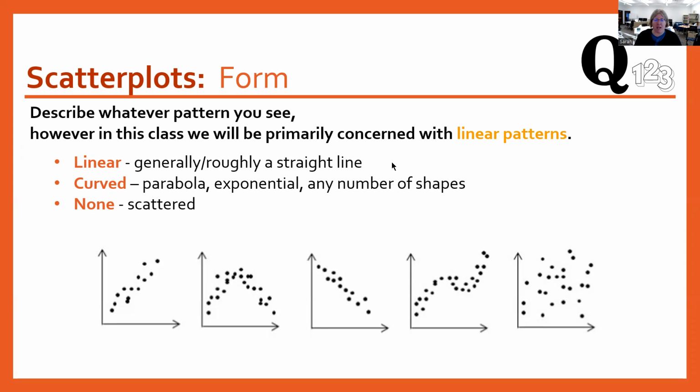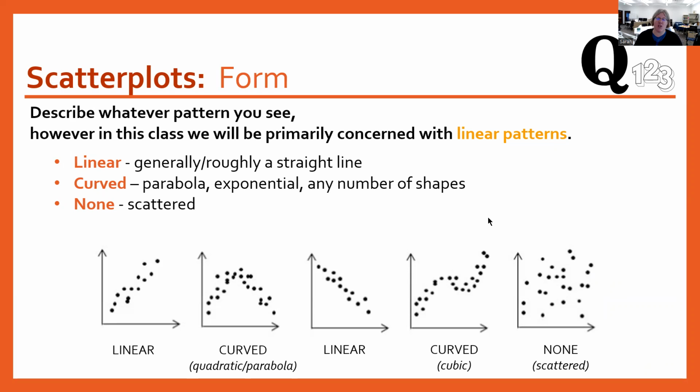Okay, so we have 5 pictures here. 2 of these are linear. The first and third one are linear. The second one is curved and it's a quadratic or parabola. The third one looks like it's probably a cubic, so like an x cubed kind of thing. And then the last one is just no pattern at all.